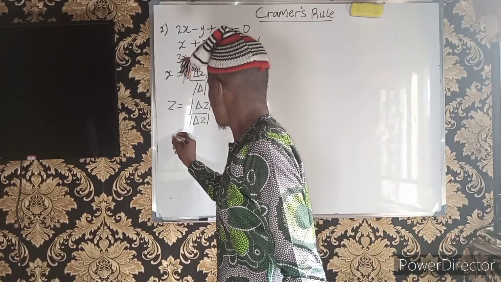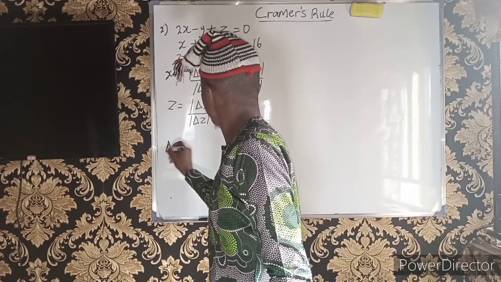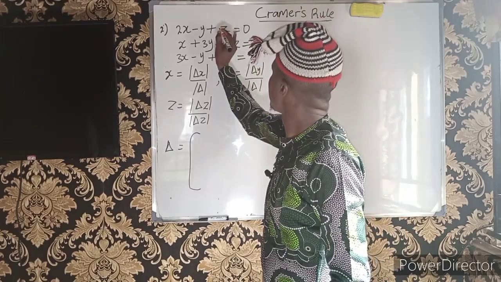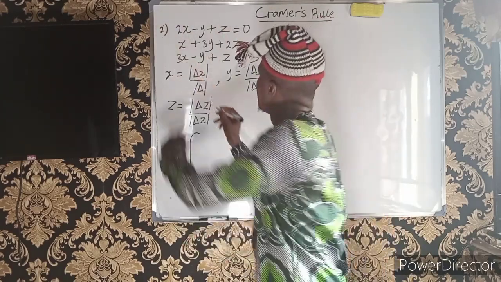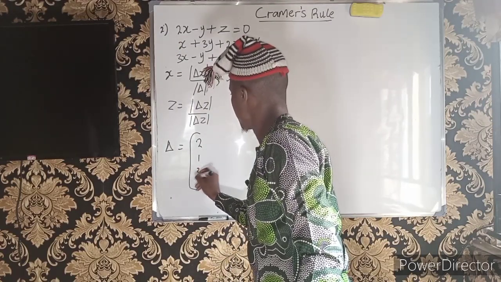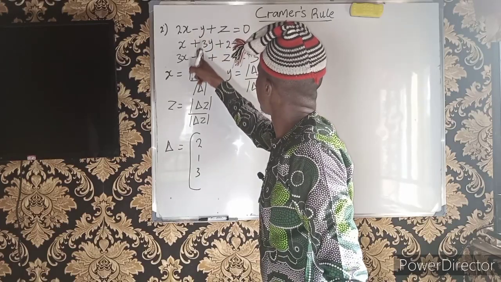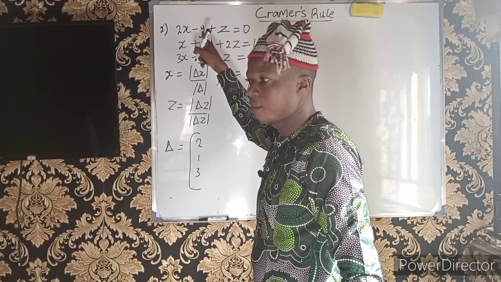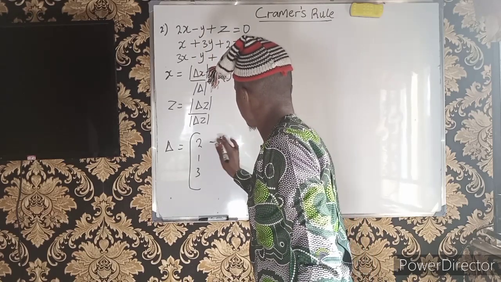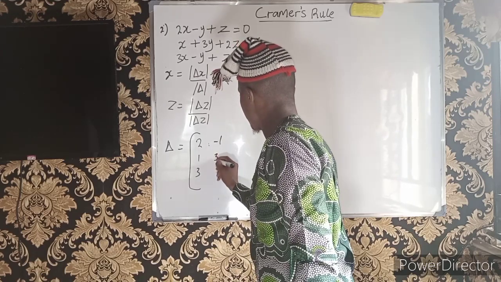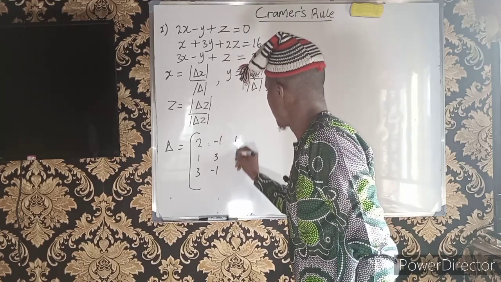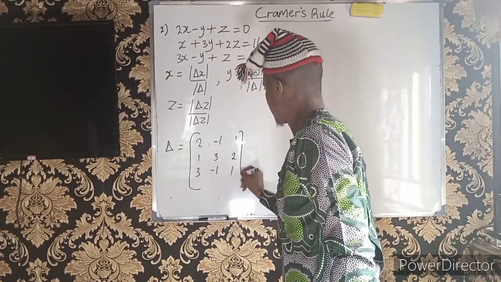For the matrix of change, it is just finding the coefficients of the values on the left hand side, which are 2, 1, 3, then minus 1, 3, minus 1. Remember, any letter without a number standing beside it is 1. So this is minus 1, 3, minus 1, then 1, 2 and 1.